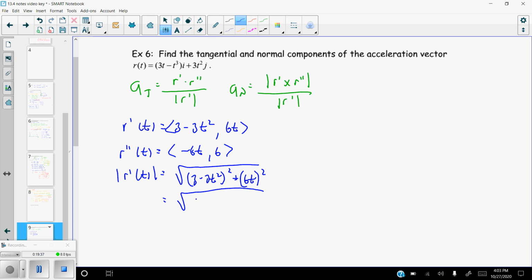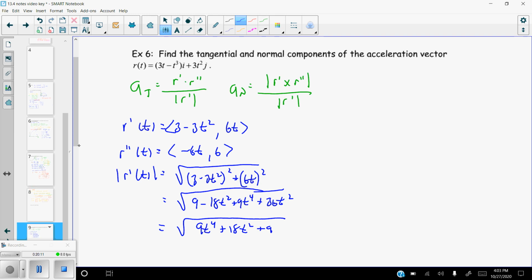Foiling out that first one is going to give us 9 minus 18t squared plus 9t to the 4th plus 36t squared. I think that looks right. So that's going to be, reordering that a little bit, 9t to the fourth. Negative 18 and 36 is going to give me positive 18t squared plus 9.